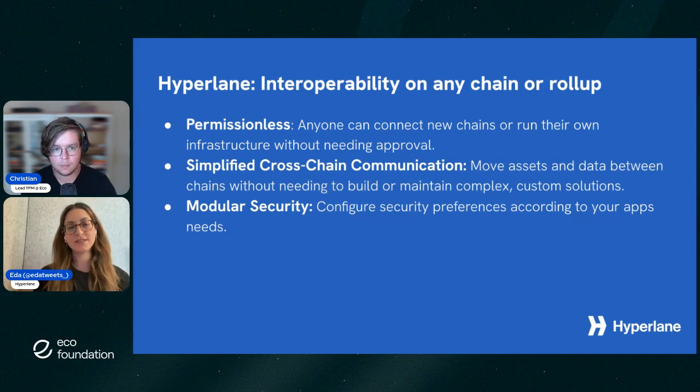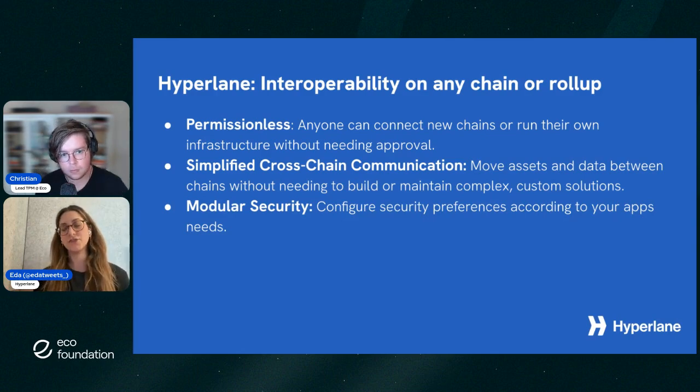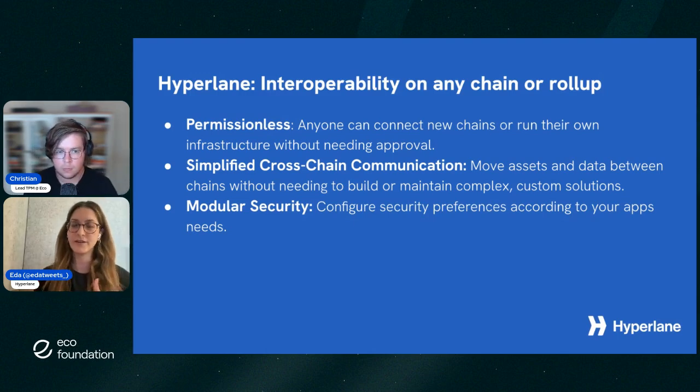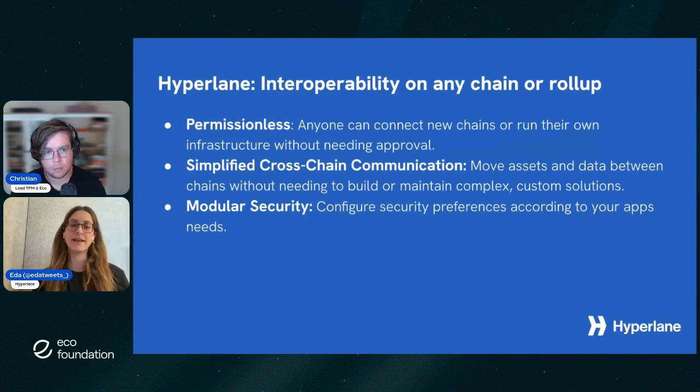And where modular security comes in is that you have the opportunity with Hyperlane to choose your security preferences according to your app's needs. We have an infrastructure which uses ISMs, called interchain security modules, which are plug and play modules where you can customize your security. You can say, hey, I want a multi-sig security module, or, I want a ZK security module, and you can customize that according to your risk tolerance.